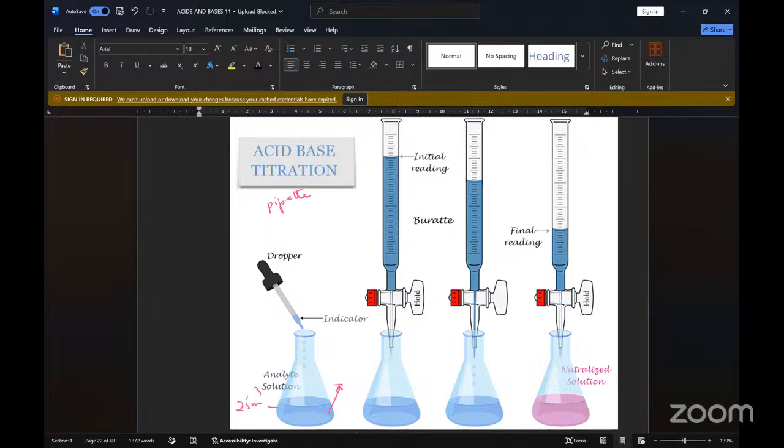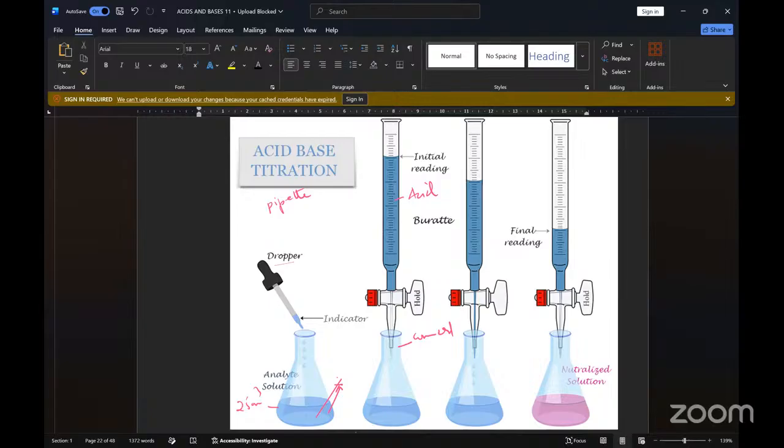Then you use a dropper to withdraw a given amount of indicator, and you add a number of drops inside the base here. Then you go and place it under this. This is called a burette. And then in the burette, you may have an acid here. So it has a tap. You allow the acid to drain into this one whilst you are shaking it. This is called the conical flask. You shake it until there is a color change.